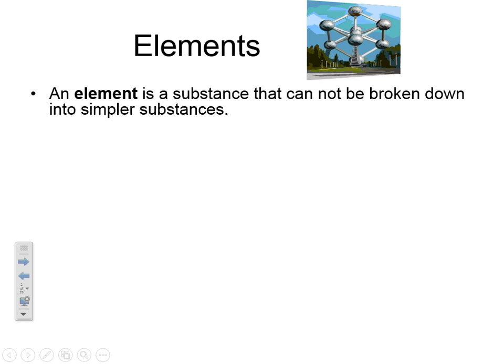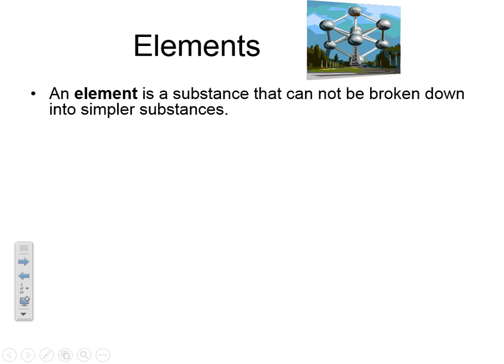There are 115 elements on the periodic table. Everything in the universe is made from those 115 elements. So for example, a couple of those elements, carbon, oxygen, hydrogen. Those are pretty common ones. You might know iron or silver or gold. Those are also all common elements.